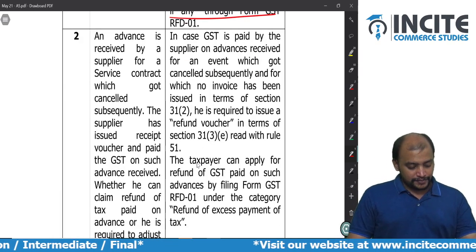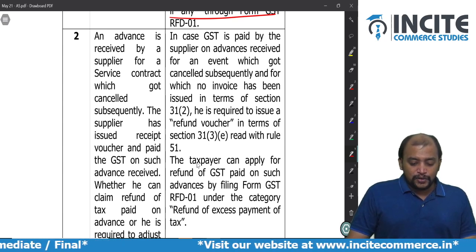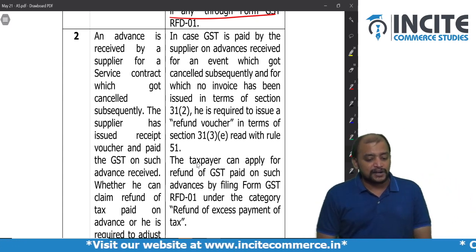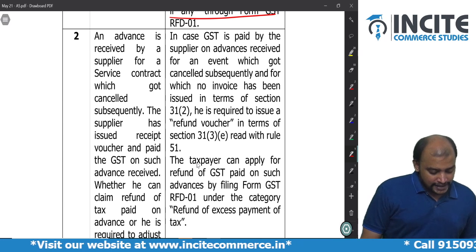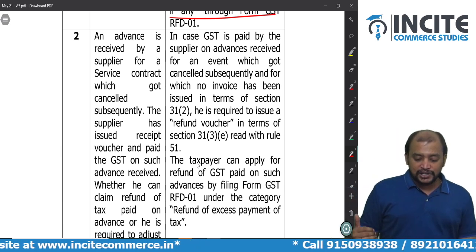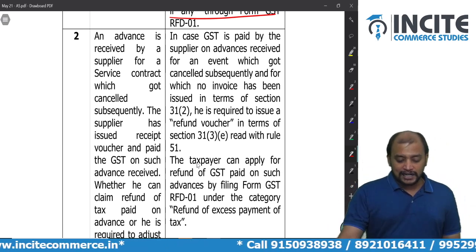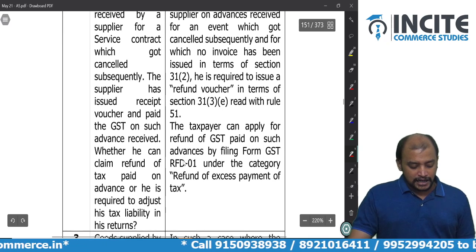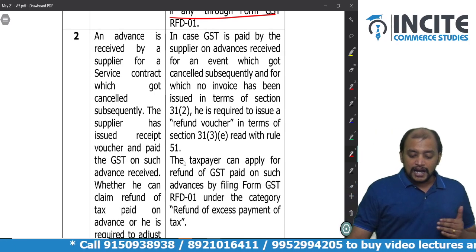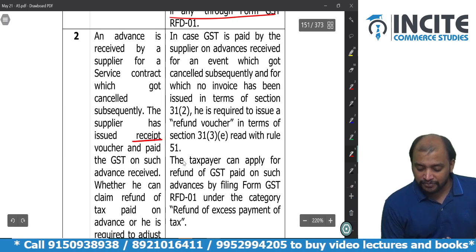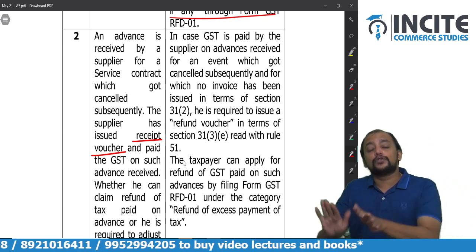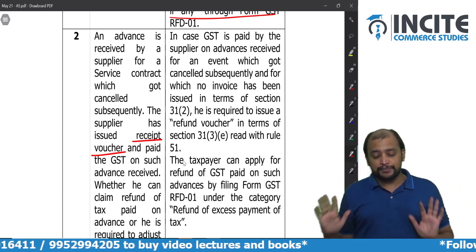Then second, an advance is received by a supplier for a service contract which got cancelled subsequently. The supplier has issued a receipt voucher and paid GST on such advance received. Whether he can claim refund of the tax paid on advance or he is required to adjust his liability in the returns. That is, advance is received, the supplier has issued a receipt voucher, not an invoice. What will be the case? Give a refund voucher and go for only refund, refund of GST already paid.